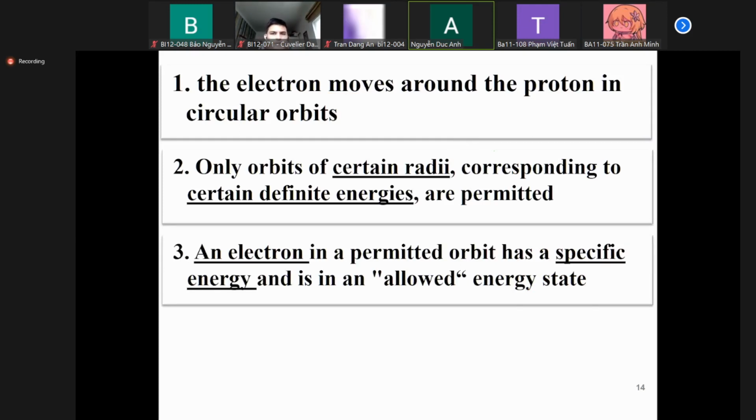So, as I said, the electron there will have a specific energy, and we call this an allowed energy state.